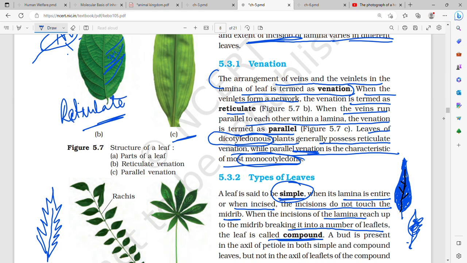And if the veins and veinlets are parallel, then it is called parallel venation. Leaves of dicotyledonous plants generally possess reticulate venation, whereas monocotyledonous plants possess parallel venation.